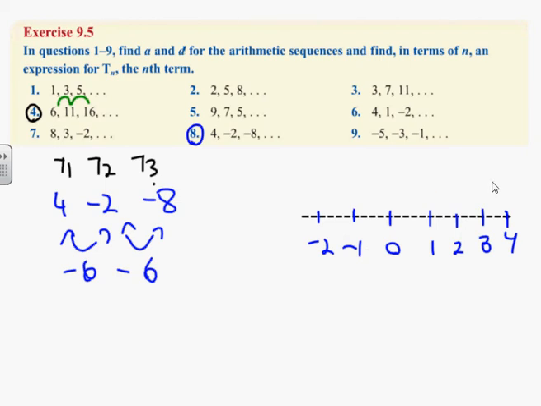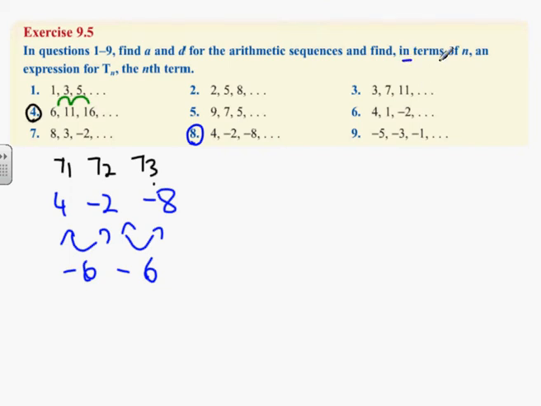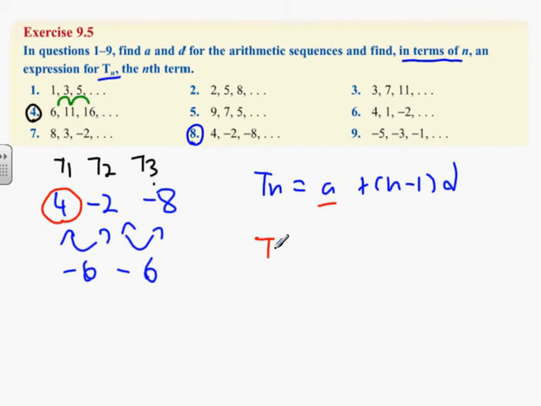Now, what happens next, guys, is that we're asked to find Tn in terms of n. You go to your book on page 20, your table on page 22. You don't have to learn this off. You find Tn equals A plus n minus 1 times D. Now, what you do have to remember is what the A value is. Whatever the number is, the first number. So A is 4. What is the D value? Minus 6. And then n minus 1.